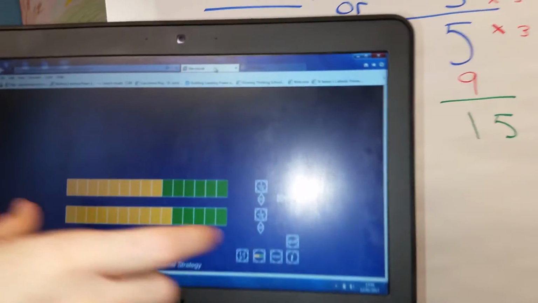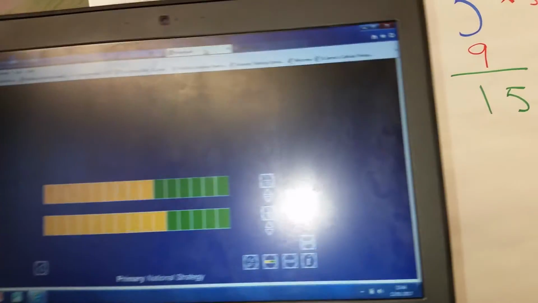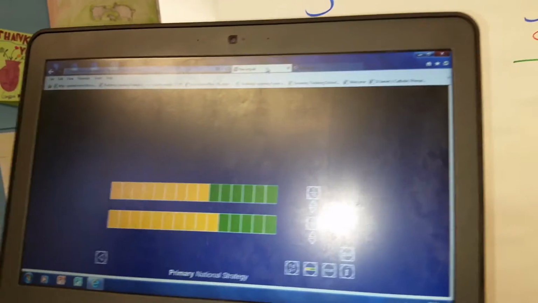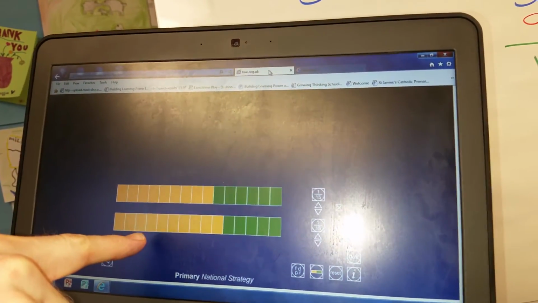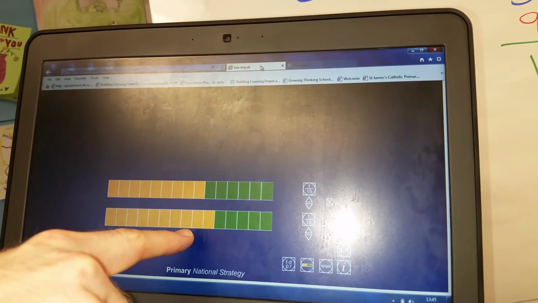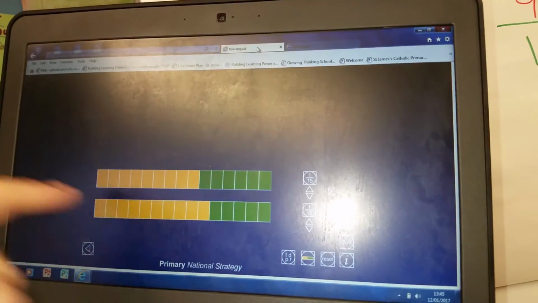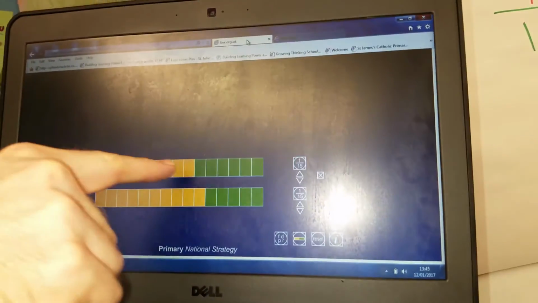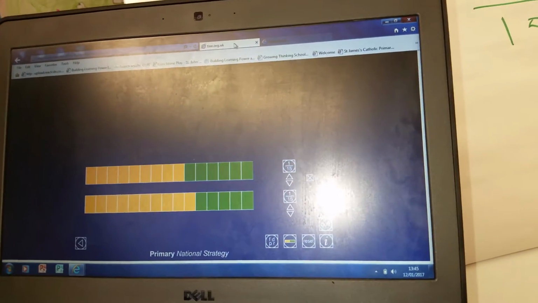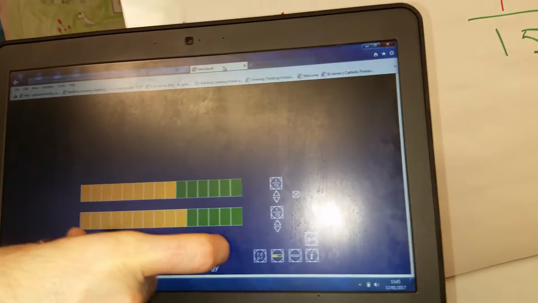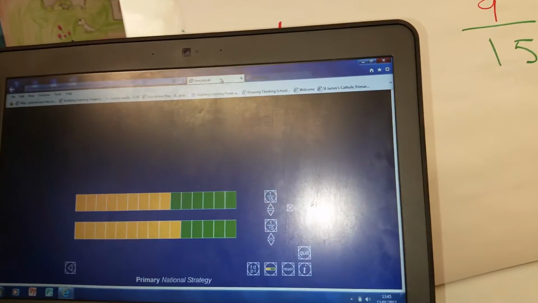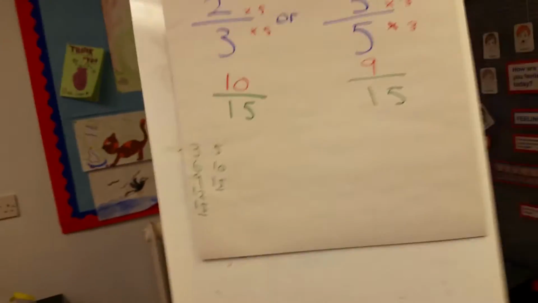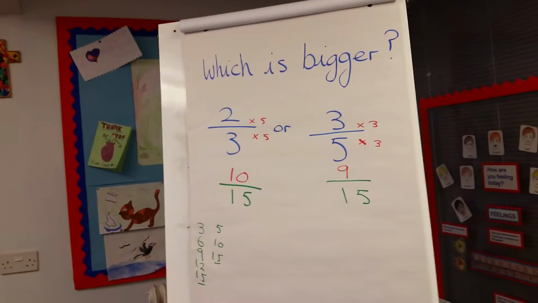So we've got our whole, which is the same, and it's divided into 15 equal parts. And down here we have 10 of my 15 parts shaded in yellow. And up here I've got 9 of my 15 parts shaded in yellow. And you can clearly see that 10/15ths is 1/15 bigger than 9/15ths. Okay, so we'll pop that down again. So 2/3 is bigger than 3/5.